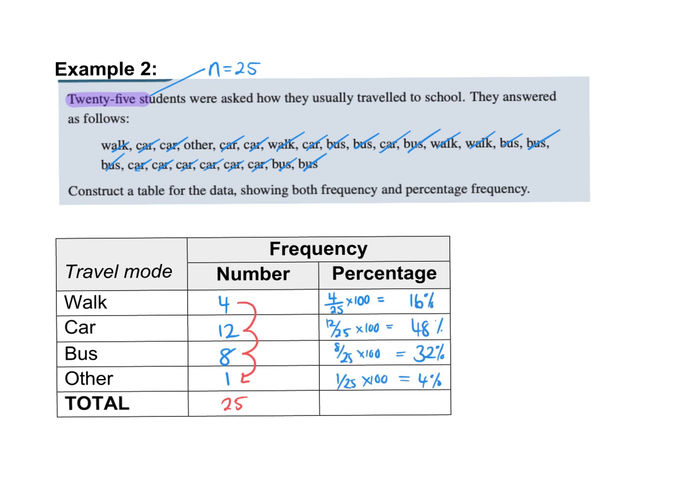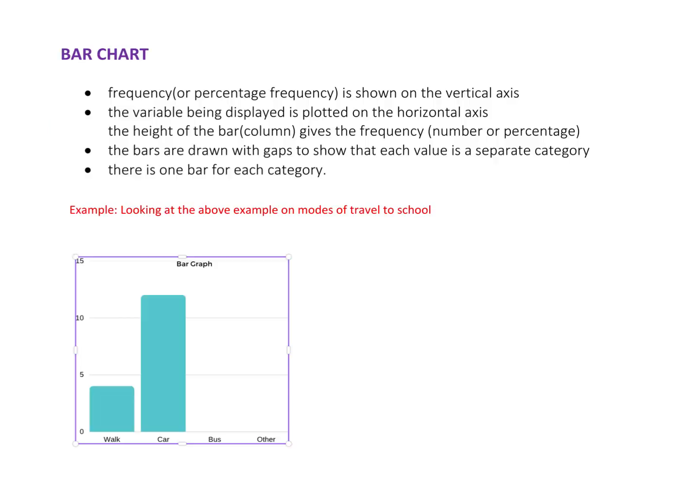All right, so once we've got all of them, what should our total percentages add up to? 100%. All right, awesome. So there's a frequency table, and that one also has the percentages there. Okay, so now we're going to look at bar charts.